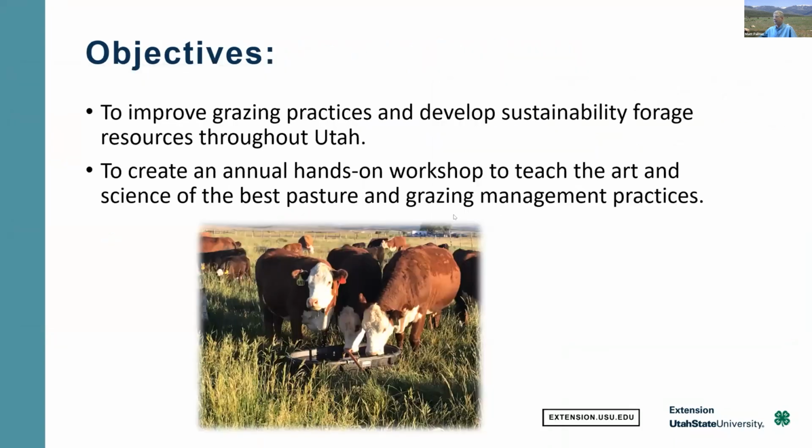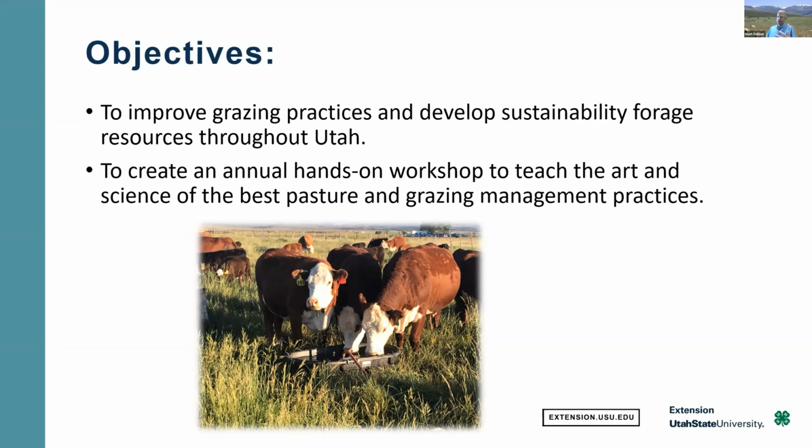And out of that, the main objectives of this is to improve grazing practices and develop sustainable forage resources for Utah. That's our basis, what we really want to do. And how we're going to do that is basically create an annual hands-on workshop and to teach the art and science of grazing management, pasture management.